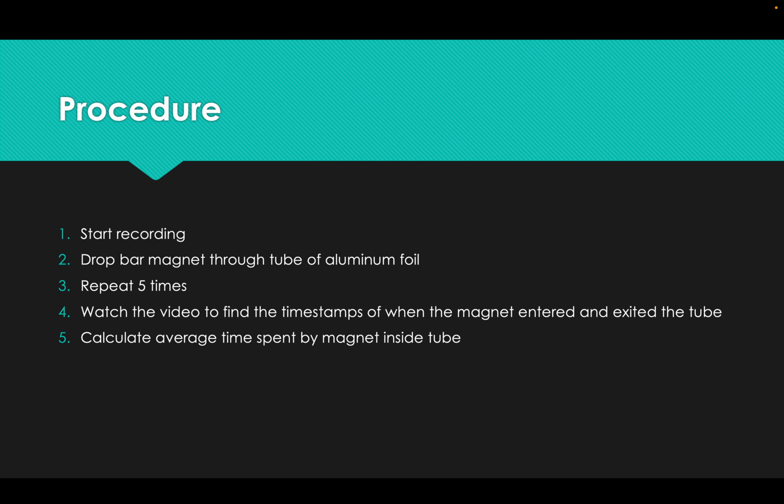So here's the procedure for the lab. First we start the recording, then drop the bar magnet through the tube of aluminum foil. We repeat this 5 times to get an average, and then we watch the video to find the timestamps of when the magnet entered and exited the tube. Once we do that, we calculate the average time spent by the magnet inside the tube.